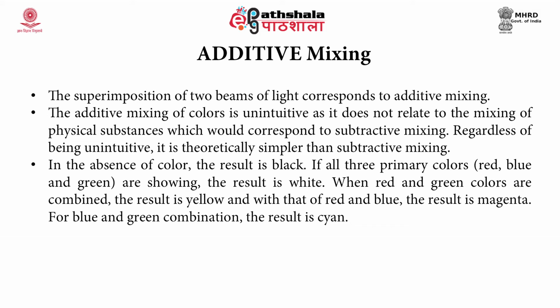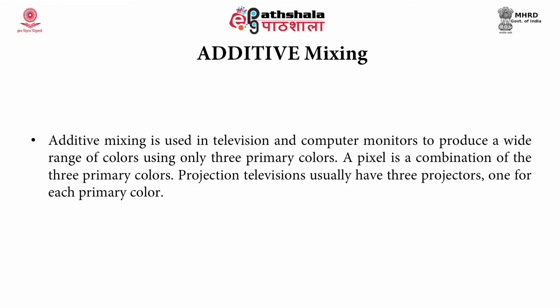When red and green colors are combined, the result is yellow, and with that of red and blue, the result is magenta. For blue and green combination, the result is cyan. That is why these are called complementary colors. Additive mixing is used in television and computer monitors to produce a wide range of colors using only three primary colors. A pixel is a combination of the three primary colors. Projection televisions usually have three projectors, one for each primary color.